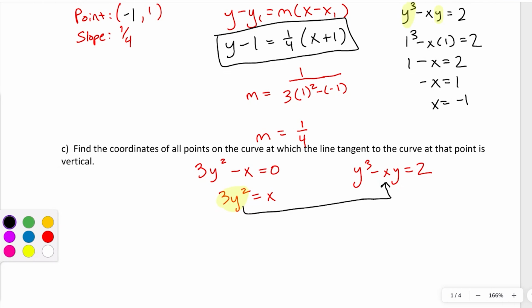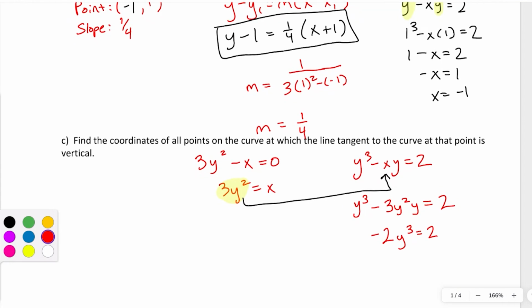All right, so let's go ahead and solve this. We've got y cubed minus 3y squared times y equals 2. Now y squared times y is just y cubed. So we've got 1y cubed minus 3y cubed, which is negative 2y cubed. Then we can divide both sides by negative 2, and we'll get y cubed is negative 1.